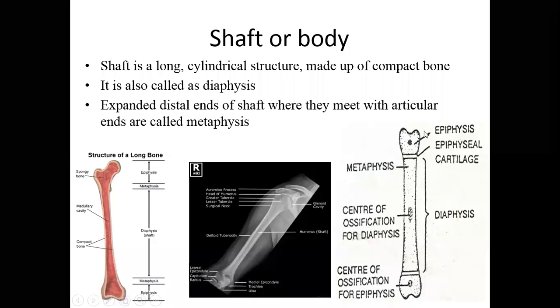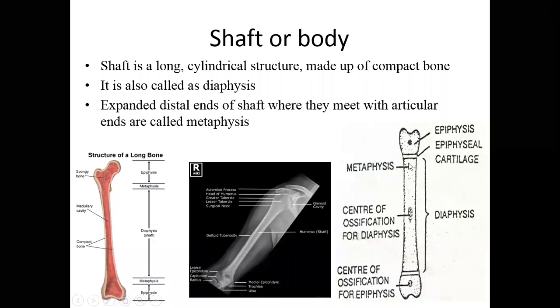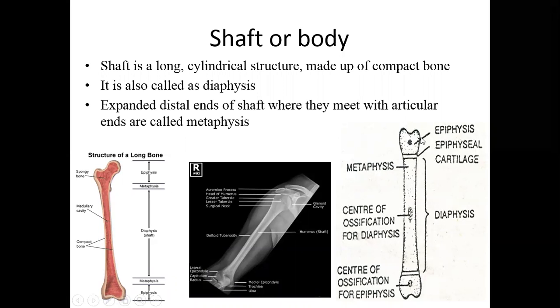So this is an expanded end of the bone. So, the expanded distal end of the shaft where they meet the articular ends. The metaphysis is a part of the shaft which is very close to your articular end. So this part is called metaphysis.